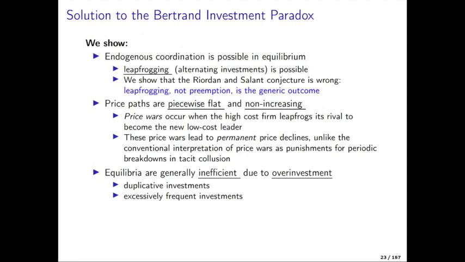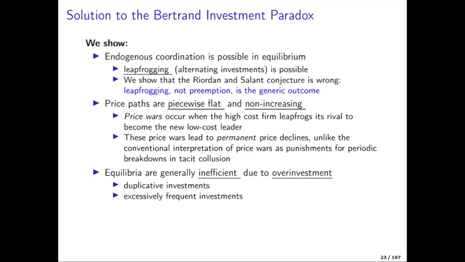So what we do is we show that this endogenous coordination is actually possible in equilibrium. So the most prominent equilibrium is really the leapfrogging equilibrium, where the firms are making alternating investments and taking turns being the cost leader. And so that would be what would be justified in John's advice for how the damage should be computed in the Australian cardboard case.